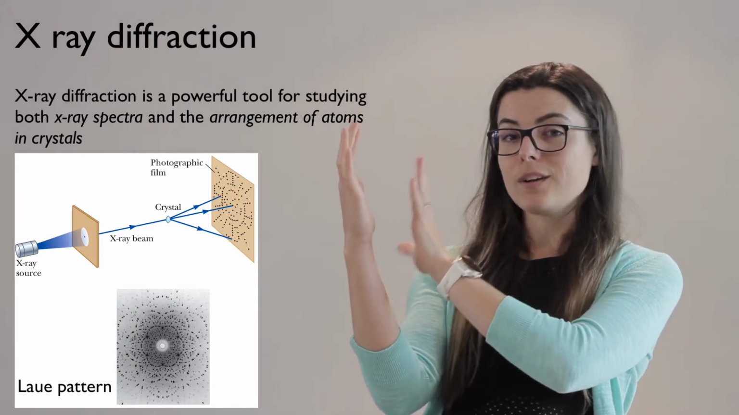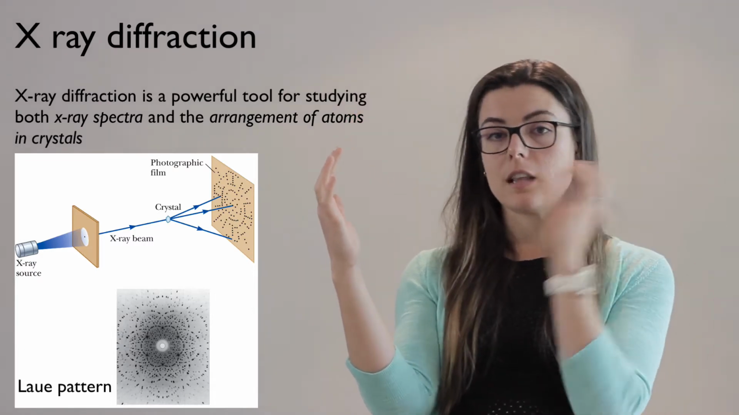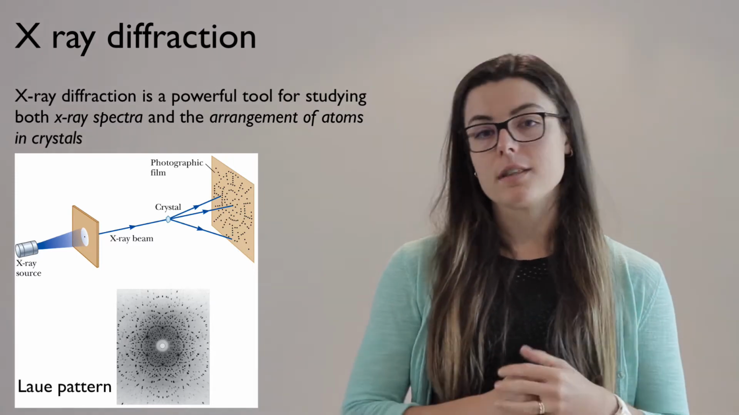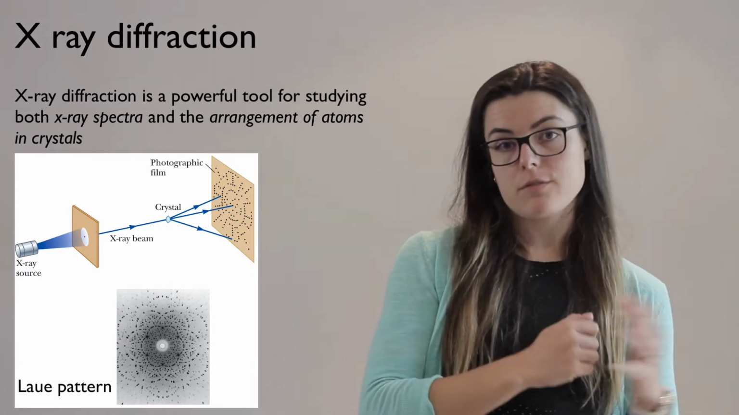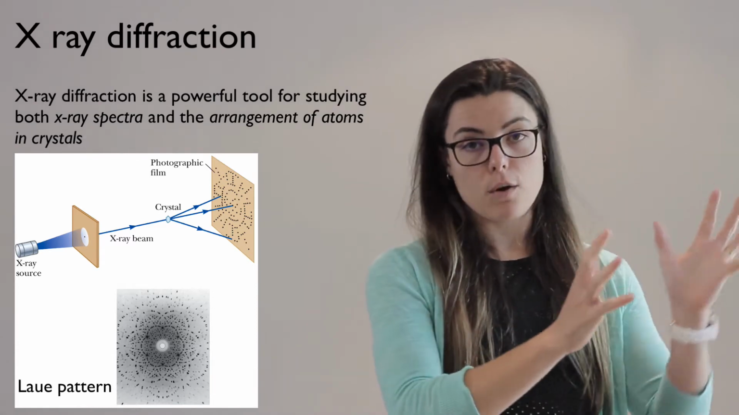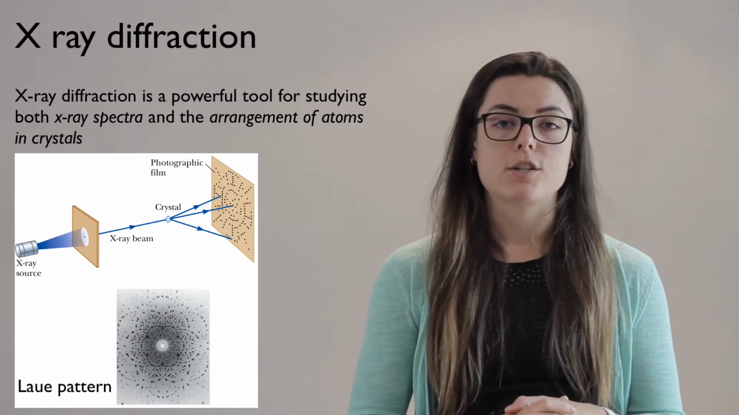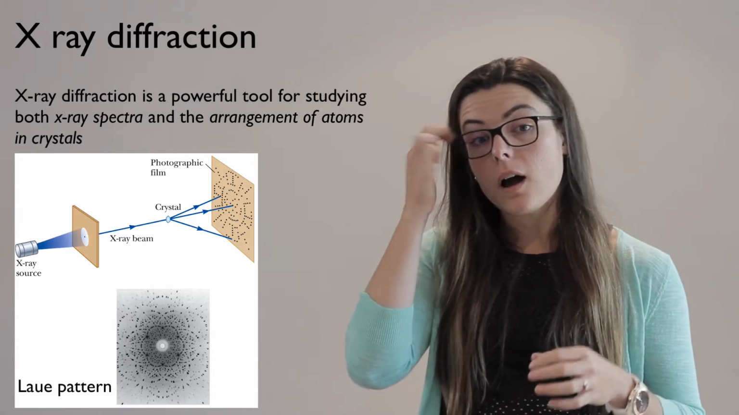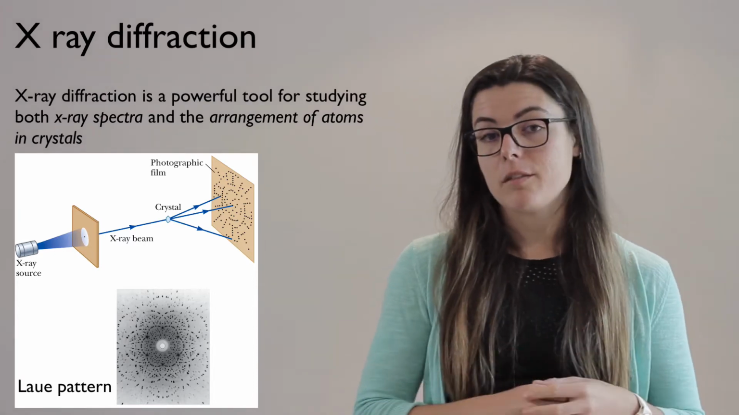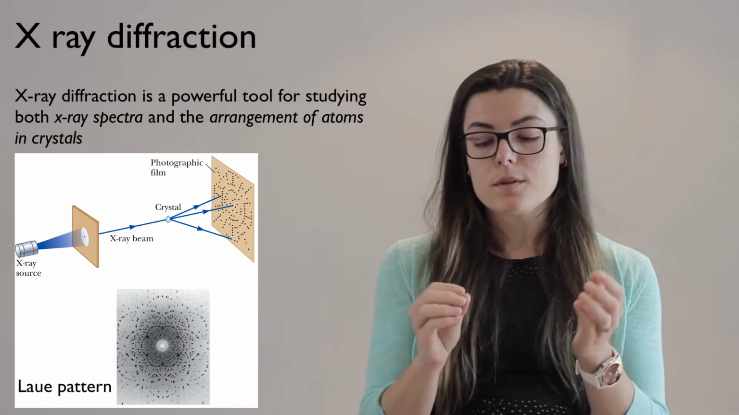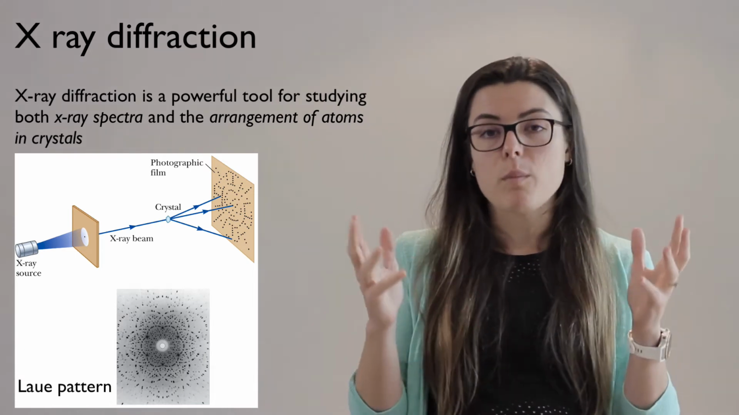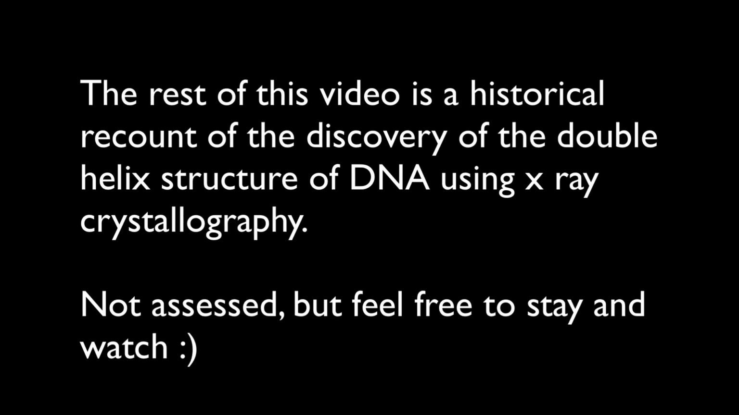Now, the pattern that we get though is not very straightforward, like what we would usually get if we passed light through a slit. It makes this really pretty pattern, and it's named the Laue pattern after Max von Laue, who got the Nobel Prize for X-ray diffraction in the early 1900s. So I'm showing you here an example of a Laue pattern. So this was really great for working out and what we call imaging crystals.